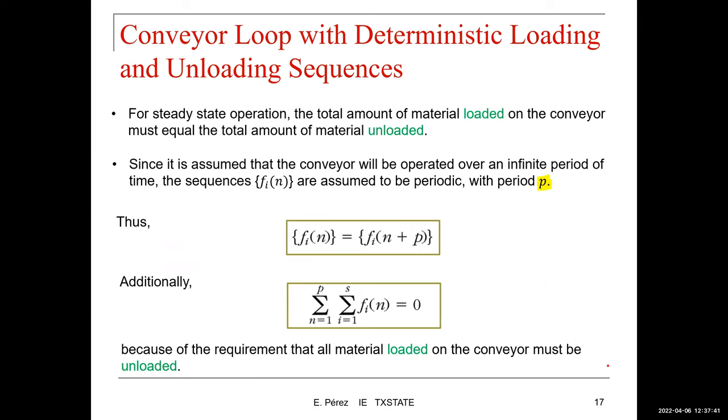So under steady state operation, the total amount of material loaded on the conveyor must equal the total amount of material unloaded. So what goes in goes out. It is assumed that the conveyor will be operated over an infinite period of time. The sequences F of I of N are assumed to be periodic. So we are going to have a period P, and we are going to compute these amounts for each period. Additionally, we know that this is the conservation of flow, so at the end, the summation has to be zero.